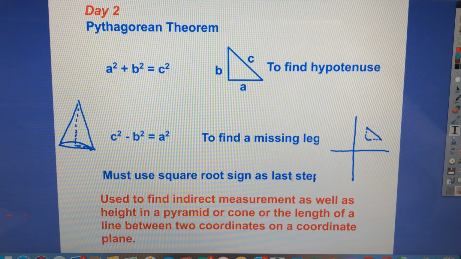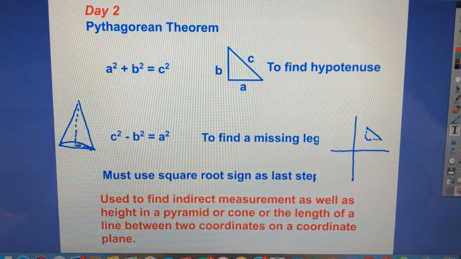You can use this Pythagorean theorem to find indirect measurement, as well as the height of a pyramid or a cone, because you can make this invisible right triangle using the slant as the hypotenuse, the radius as a leg, and the height of your cone or pyramid as the second leg. And you can calculate any of the three numbers: the height, the radius, which will give you then the diameter, or the slant.